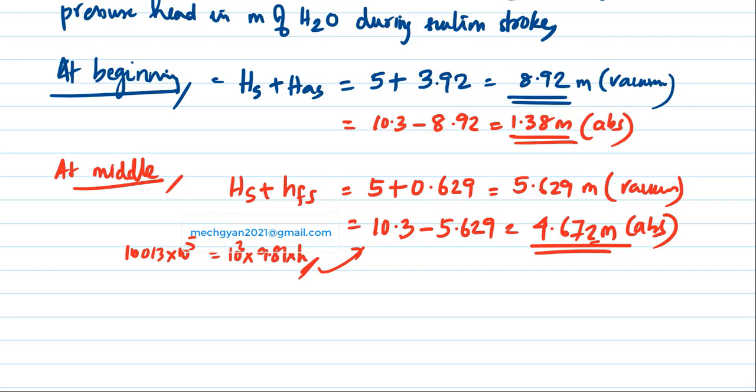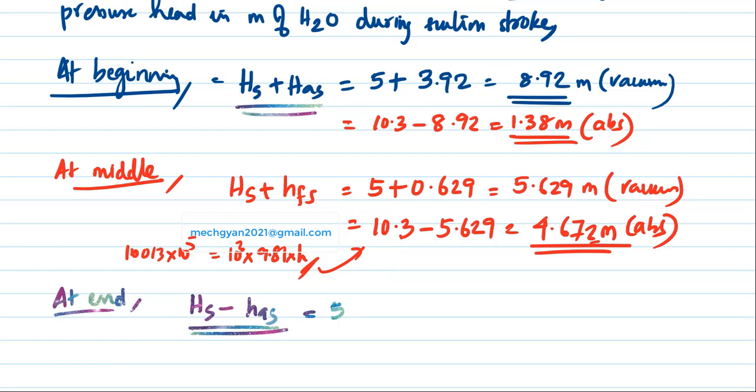So let's take another color, and at the end we have HS minus HAS. So at the beginning HS plus HAS, in the middle HS plus HFS, and at the end HS minus HAS. If you look at the indicator diagram, it will be a little clearer. So we get 5 minus 3.92.